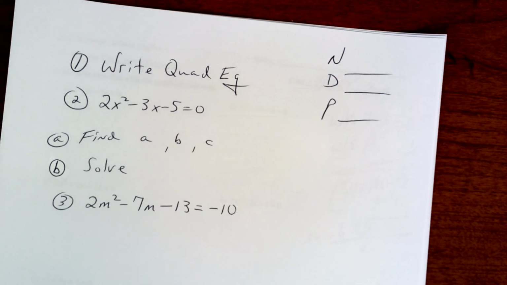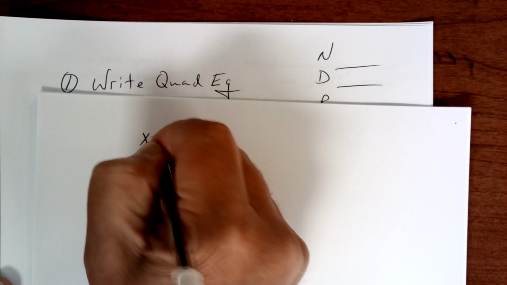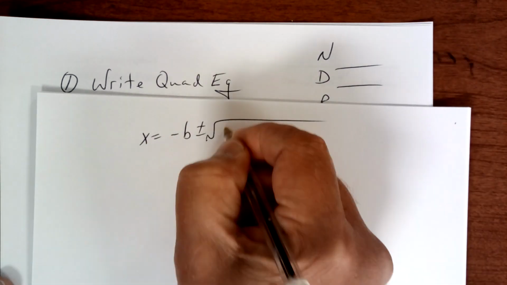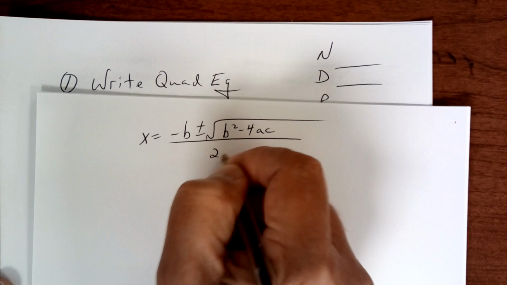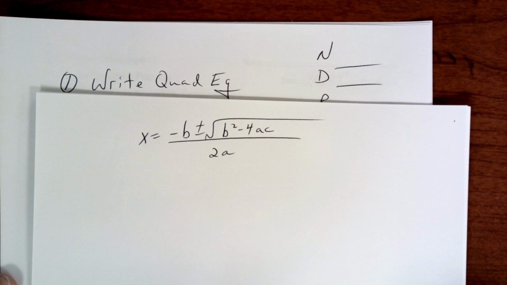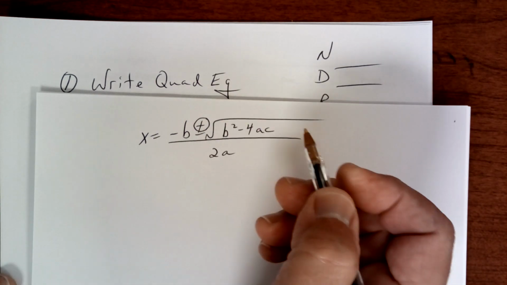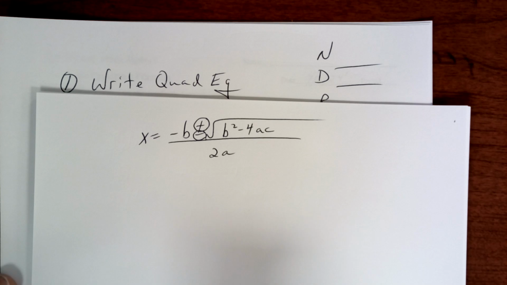Okay, well the quadratic equation is x equals negative b plus or minus square root of b squared minus 4ac, all divided by 2a. Now look, before we get started, you're going to have two separate answers. One is going to have a plus and one is going to have a minus as part of the equation.